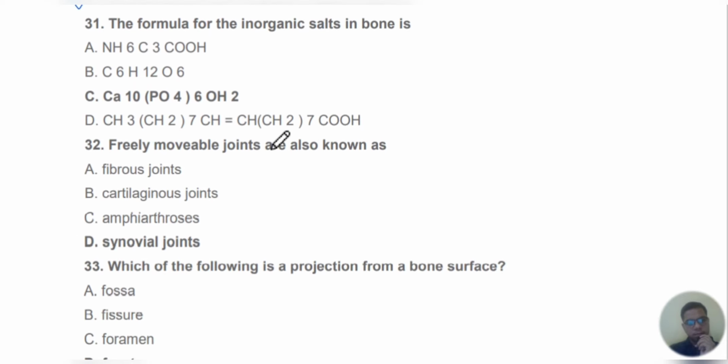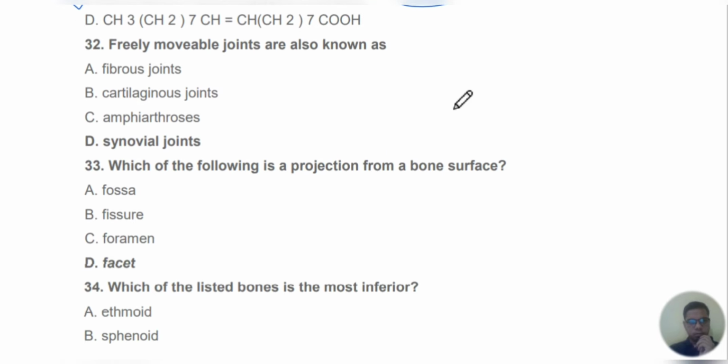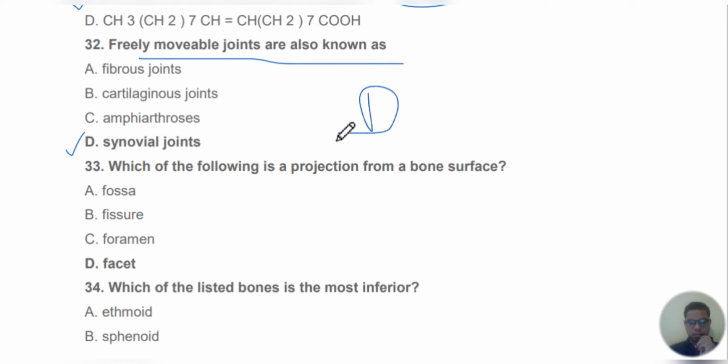Okay. Next is 31 question number. The formula for inorganic salt in the bone is, the answer is C, Ca10(PO4)6(OH)2. Okay. Next is 32 question number. Freely movable joints are also known as synovial joints. Answer is D.